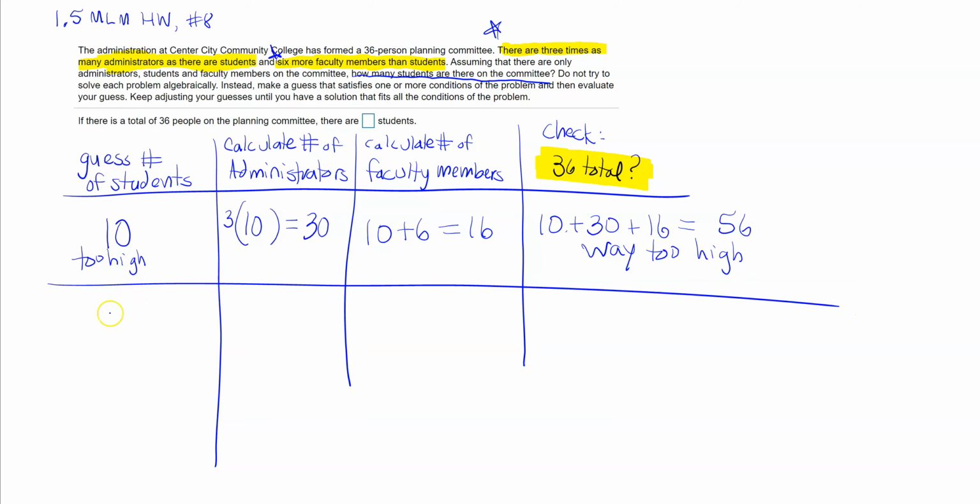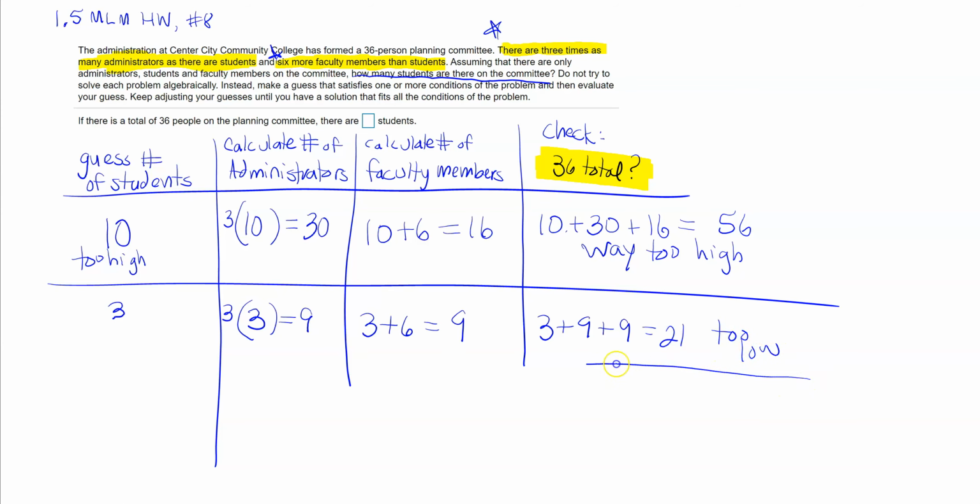I don't know. Let's guess 3. If there are 3 students, then I take the number of students and triple it to get the number of administrators. So 3 times 3 is 9. And then I would take the number of students and add 6 to it to get the number of faculty members. So 3 plus 6 is 9 again. Oh, that's funny. So if I add 3 plus 9 plus 9, now I'm way too low, right? That would give me 21. So that's way too low. So now I just need to adjust my guess.